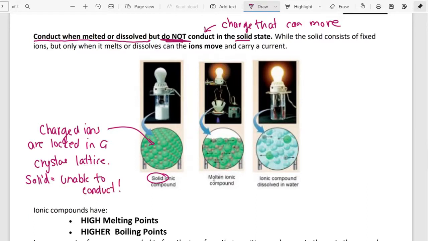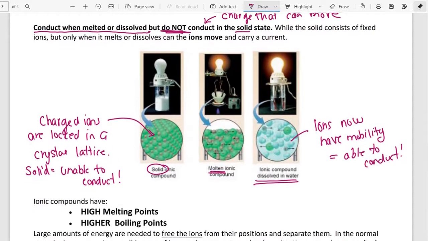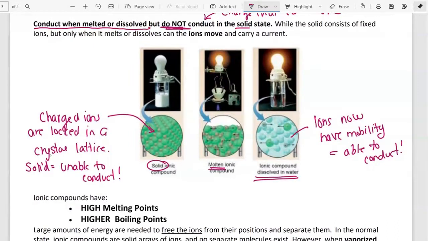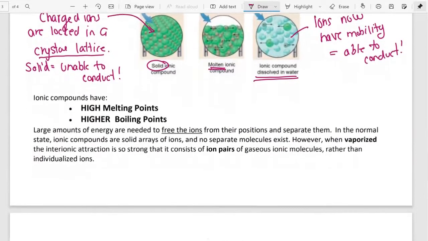However, if we melt the ionic compound or we dissolve it in water, in both of those cases our ions now have mobility, which means they are able to conduct. So that's one big difference from how we'll distinguish it from other types of compounds. It can conduct when it's melted or dissolved, but will not be able to conduct in the solid state. And that just has to do with solids having their ions locked in a crystal lattice, unable to move.